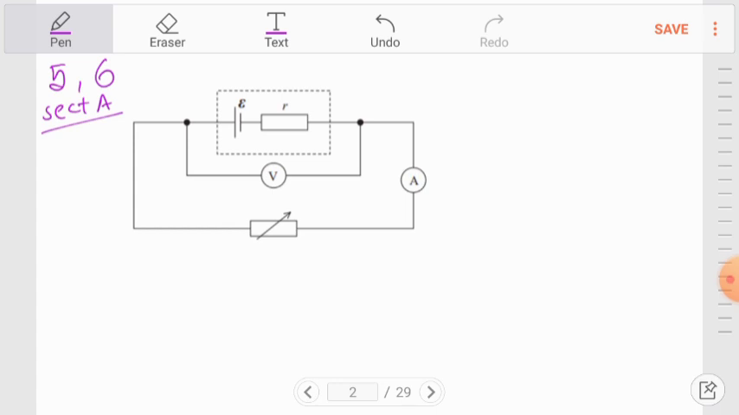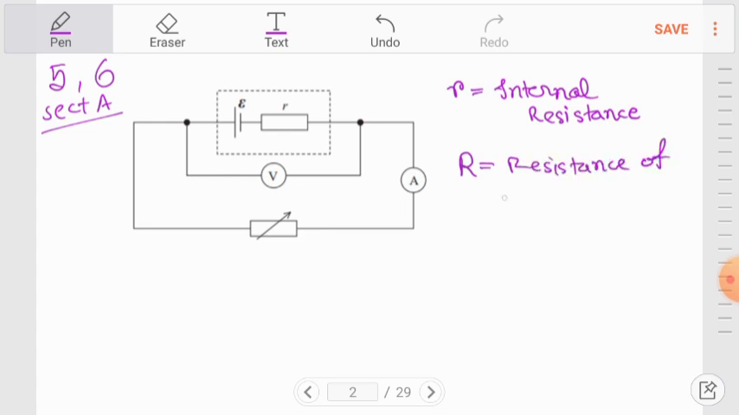Before that, let me show you that this small r is actually the internal resistance of the cell. So this small r represents the internal resistance. And this is a variable resistor. As it is a variable resistor, it also has some resistance of its own, right? So the value for this resistance would be capital R, and capital R indicates the resistance of the variable resistor.